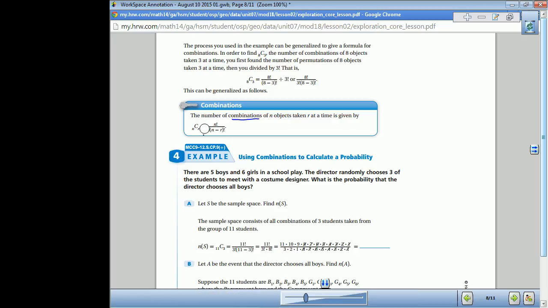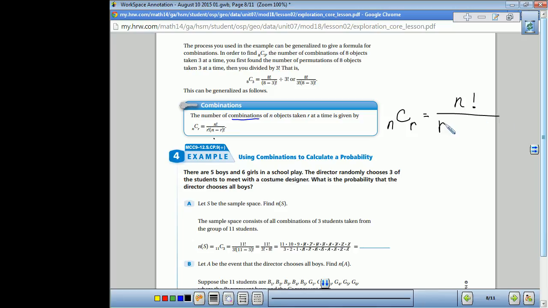So the formula for combination is, and I'm going to write a little bigger here, the combinations of n choose r is n factorial over r factorial times n minus r factorial. And this r factorial is dividing out those duplicates. That's what this is doing. That r factorial is dividing out the duplicates. So when we have a combination, this is what we have to do.